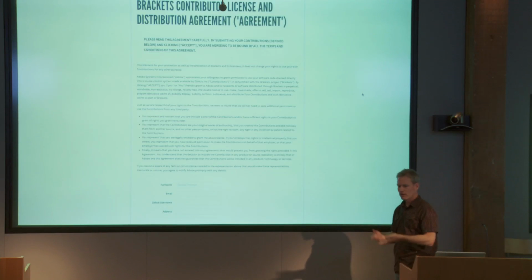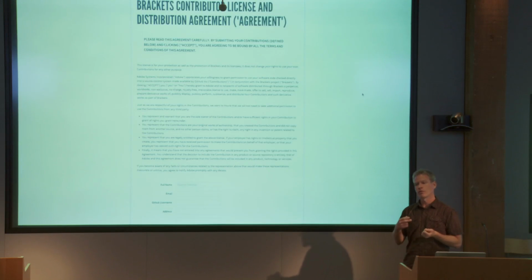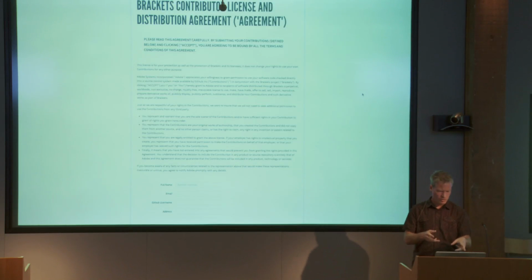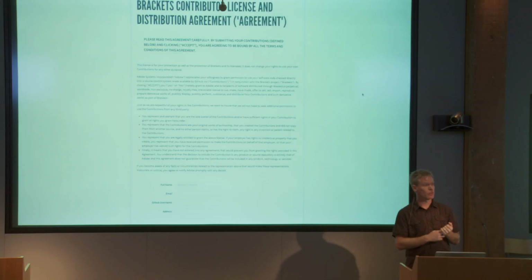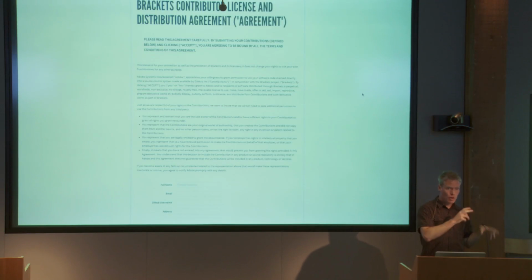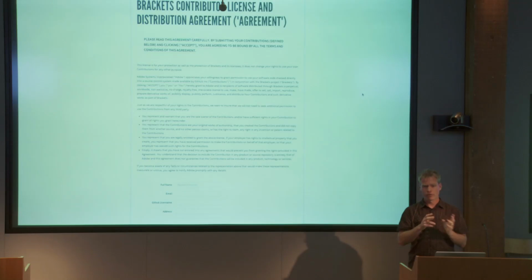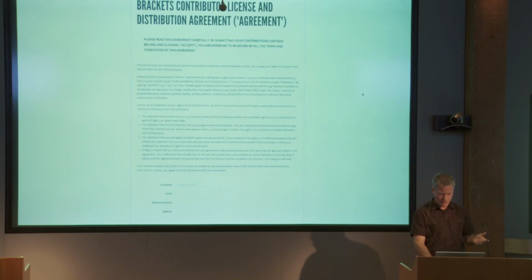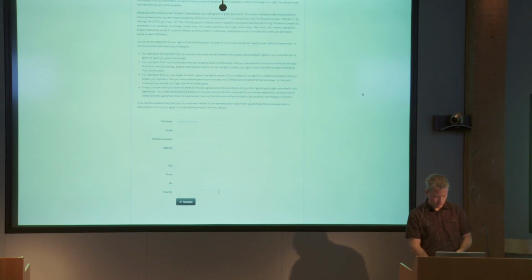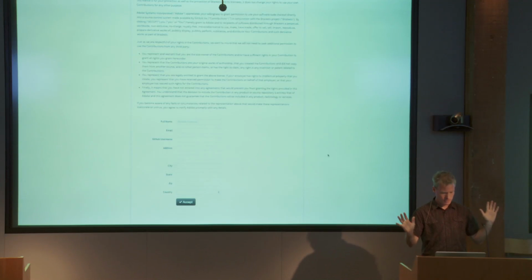Basically what it's saying is, as Adam mentioned earlier, Brackets itself is under an MIT license, and it's a very permissive license. What this is saying here are two things. Number one, that you're allowing the code that you're submitting to be submitted under that same very permissive license. And number two, that you actually have the rights to be submitting all of this code. It's not something that you stole from somewhere else. And to sign it, all you have to do is come to this form, fill out these things, click the accept button. That's it. Very simple.